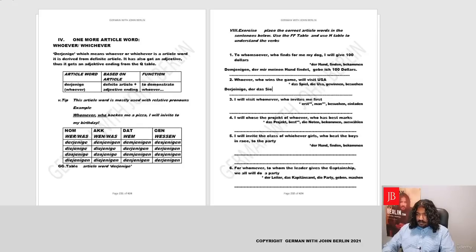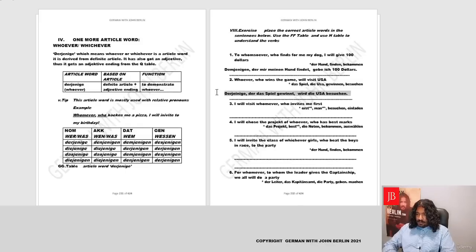Yes. Gewinnt. Who wins what? Accusative, den, die, das. So that's why das. Der, das Spiel gewinnt. Gewinnen is the verb we conjugate. Ich gewinne, du gewinnst, sie, es gewinnt. Conjugated for das Spiel. Yes. Der, das Spiel gewinnt. Will visit USA. So will is wird, die USA. What is the verb to visit? Besuchen. Fantastic. Yes, so we've written besuchen.